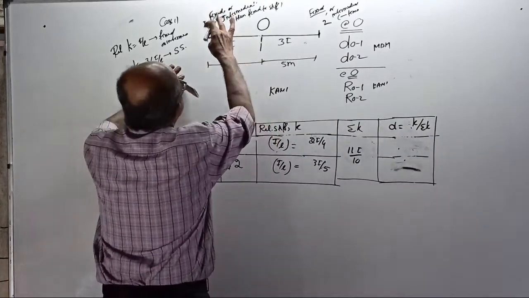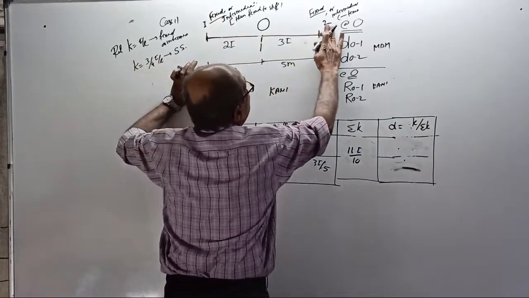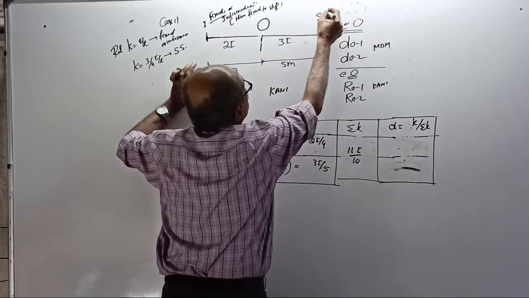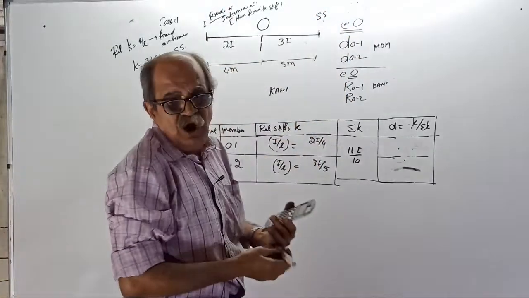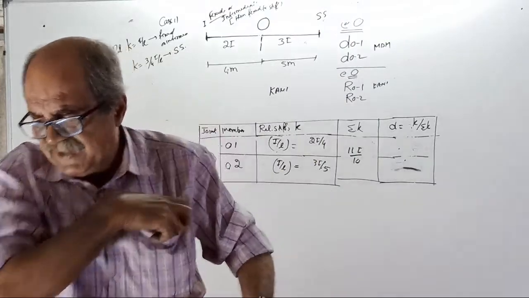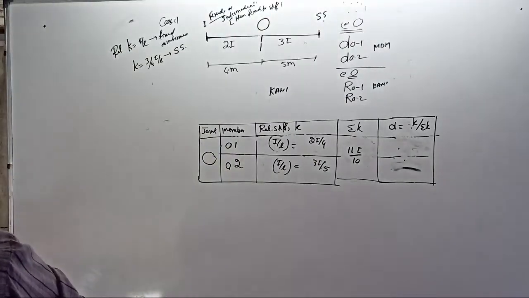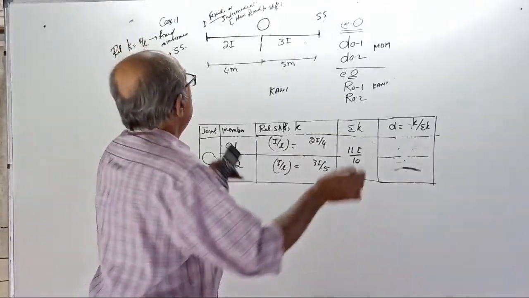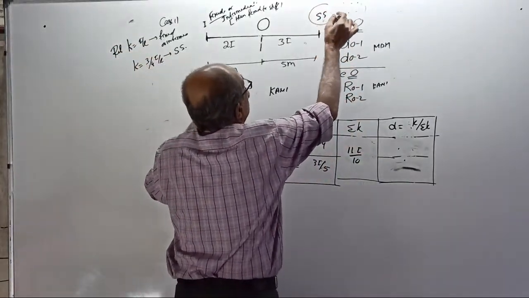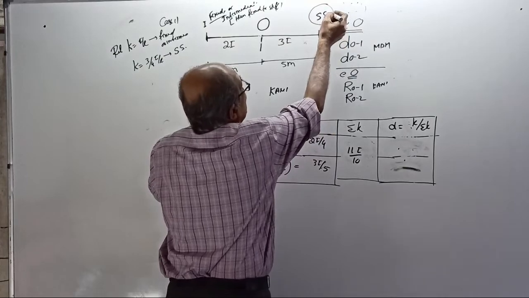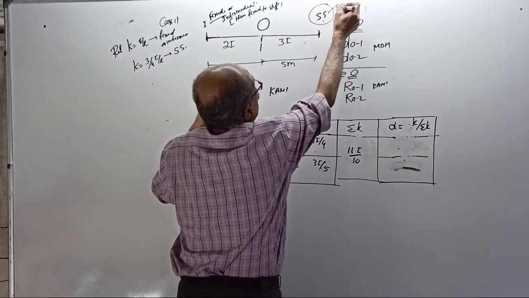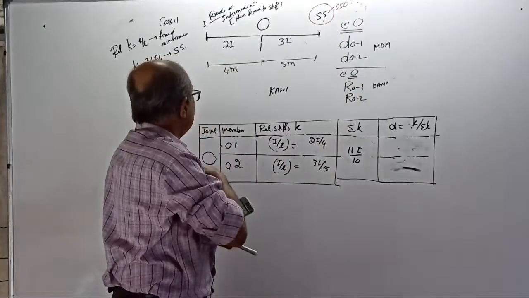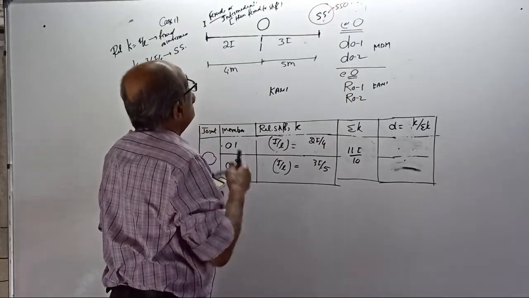Imagine this end is still fixed, but this end is not fixed. This is a simple support. It is a crude method, but very effective. Simple support means you round off this way. It can be a simple support or simple support with overhang, anything. The only change will come on this side.